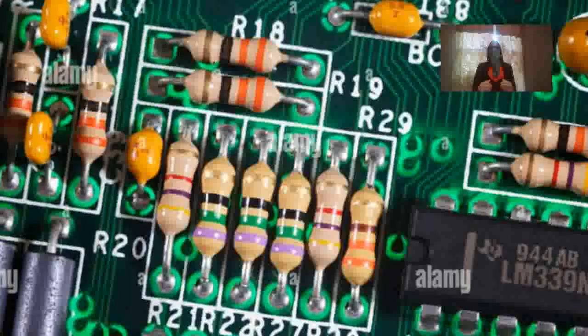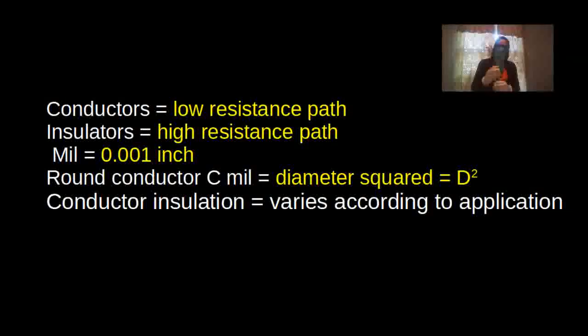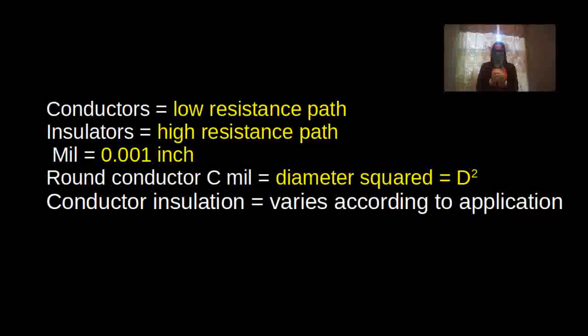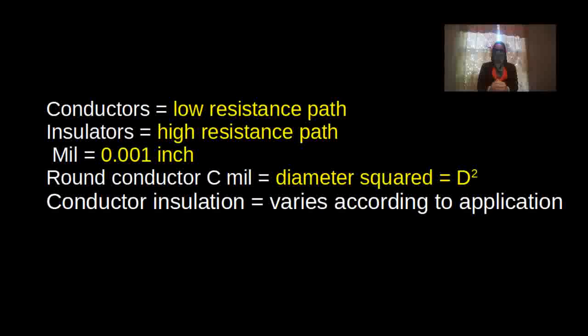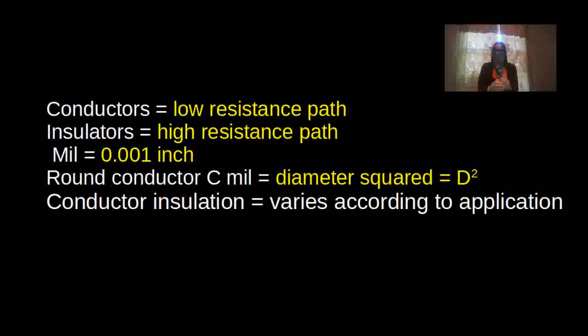For the chapter 3 summary: conductors provide a low resistance path, while insulators provide a high resistance path. Factors that affect the resistance of a conductor are length, cross-sectional area, temperature, and type of material. A mil equals 1/1000th of an inch. A circular mil equals the diameter expressed in mils squared, or d squared, for a round conductor.